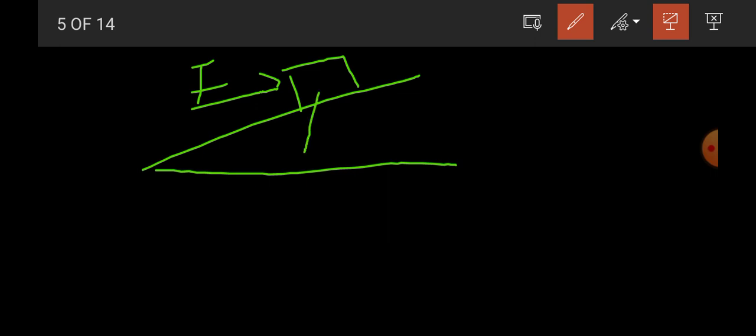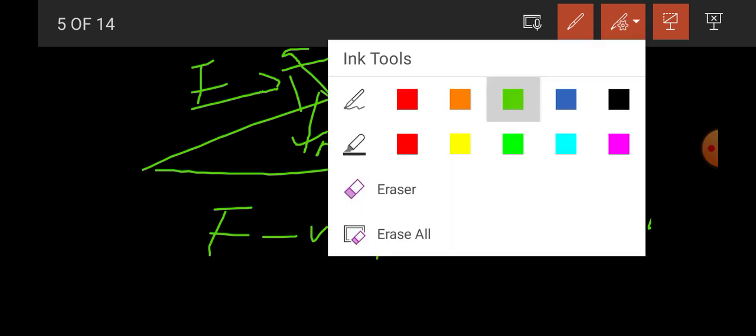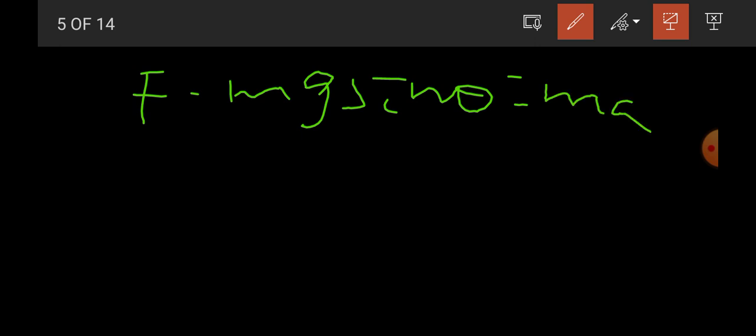And here is the weight of the block, downward. Weight, mg. Normal force is here, mg cos theta. Now, F minus mg sine of theta is equal to mass times acceleration.